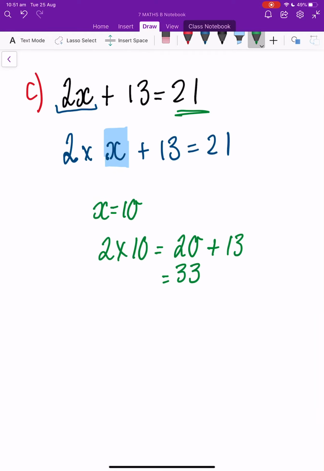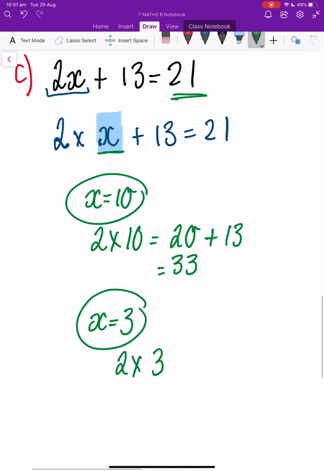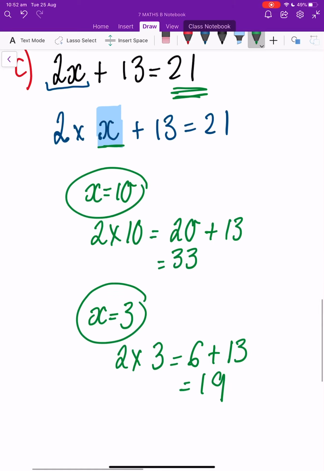Let's try another one. Let's do x equals 3. I'm plugging it in here: 2 times 3, which would equal 6, plus 13. 6 plus 13 equals 19. 19 is too small because our answer is 21.